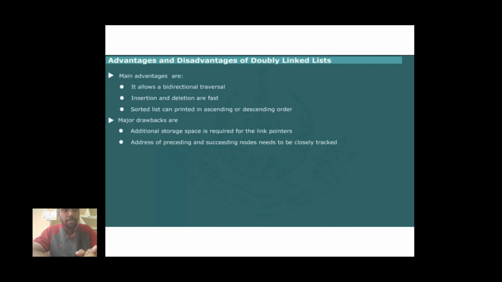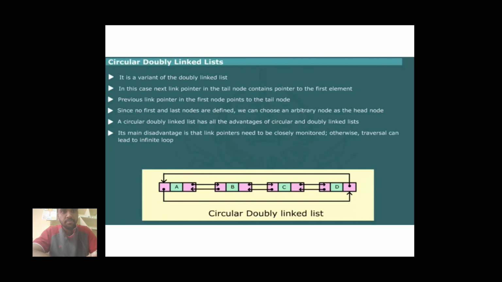Advantages and disadvantages of double linked list. The main advantages are that it allows bidirectional traversals. Insertion and deletion are fast. Sorting lists can be printed in ascending or descending order. Major drawbacks are that additional storage space is required for the link pointers. Addresses of preceding and succeeding nodes need to be closely tracked.